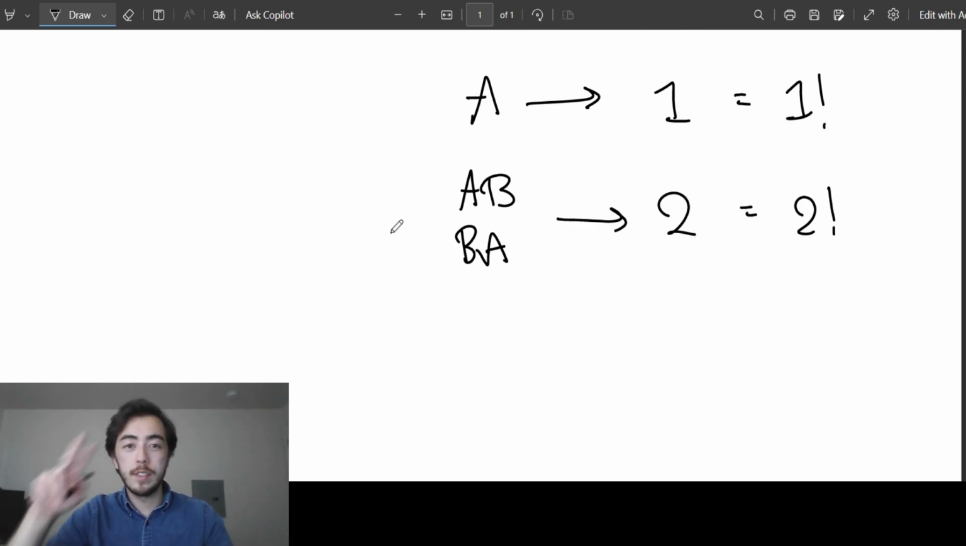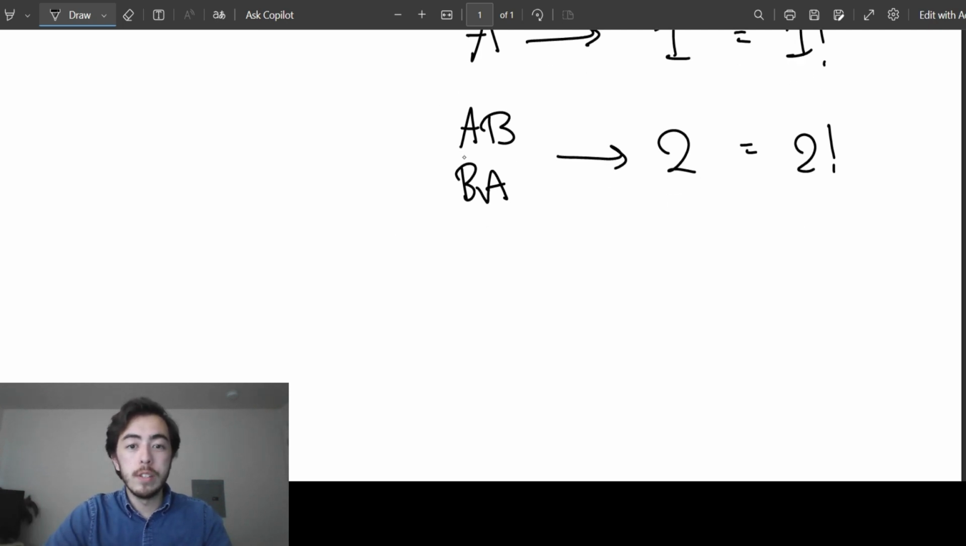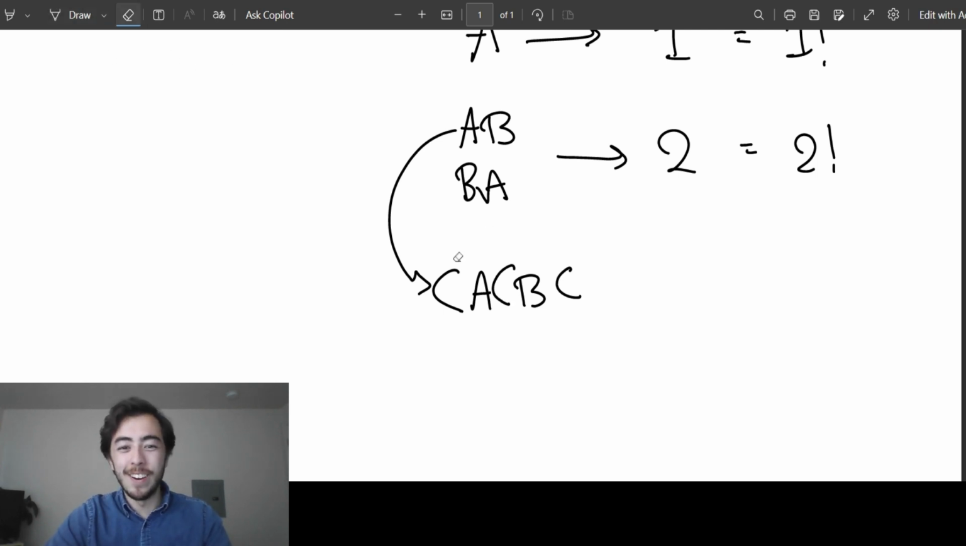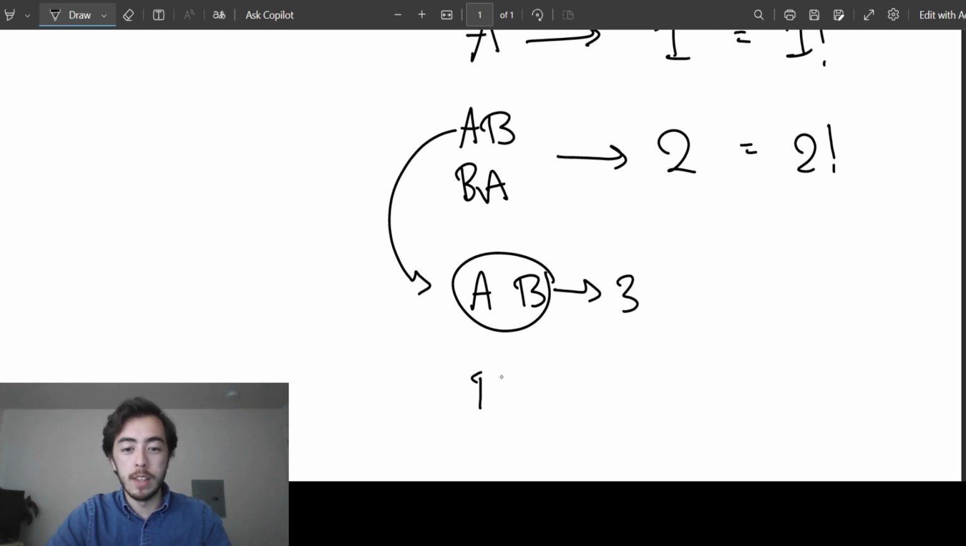To create the next word with 3 letters, what I can do is take my previous word, AB, and for this word, I have 3 different spots I could slot in the letter C, and spell a new word. I could do CAB, I could do ACB, or I could do ABC, and all 3 different spots spell a different word. So for this word AB, I have 3 options from there, and then likewise from the word BA, I could slot in the C here, here, or here.